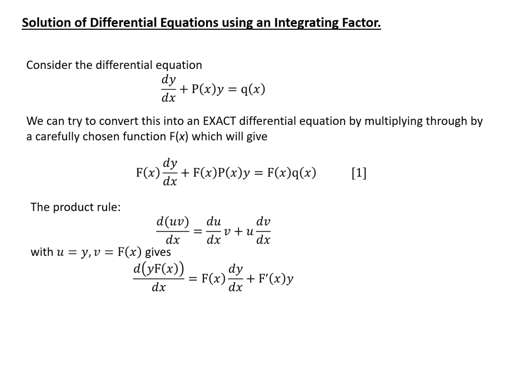Now, using the product rule, we know that if we try and differentiate y times f of x with respect to x, we will obtain f of x times dy by dx plus f dash x times y. Now, this will be exactly the same as the left-hand side of equation 1 if we have f dash x equals f of x times p of x.